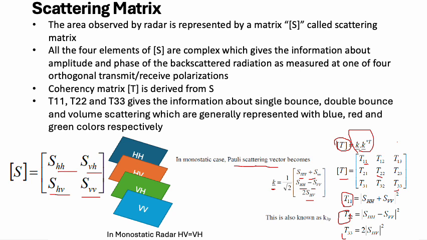For representation purposes, this is a single bounce. Now what is single bounce? The backscatter which is received from the surface of the water. So they have given the color blue. And this is a double bounce. What is double bounce? A man-made target. So generally it is represented by pink or red color. And the last is volume. Volume is represented by a green color.